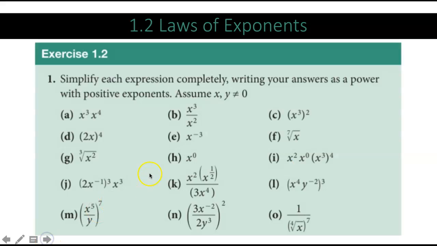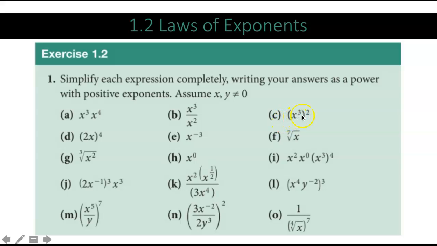So here are some exercises. Number 1, x to the third times x to the fourth. I have exactly the same base, so I'm multiplying, I add the powers. The answer is x to the 7th power. Part B, x cubed divided by x squared. You have the same base. When you are dividing, you subtract the powers, so it's x to the 1 power or just x.